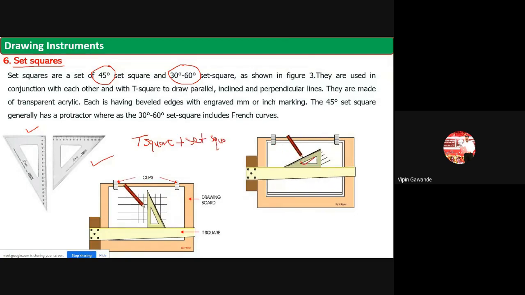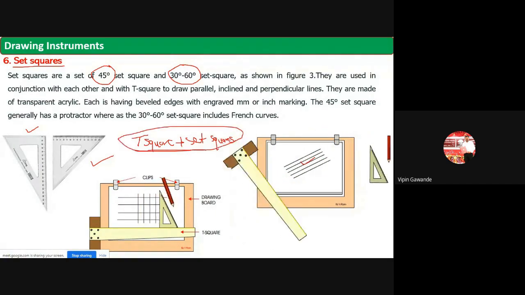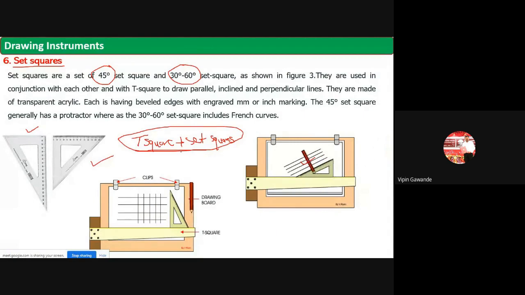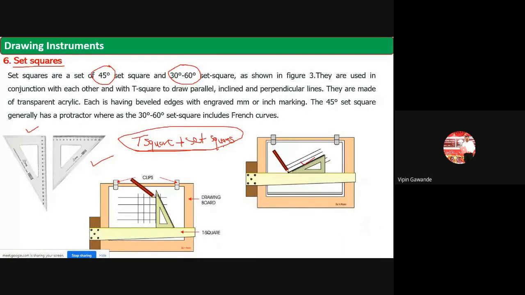But this type of combination was used in the olden days. Okay, we are not using it now. No one is using this combination, the T-square plus set square, for drawing. But now we are going for one modified instrument that is called the mini drafter. Okay, so the mini drafter covers all the usefulness of the T-square plus set square.